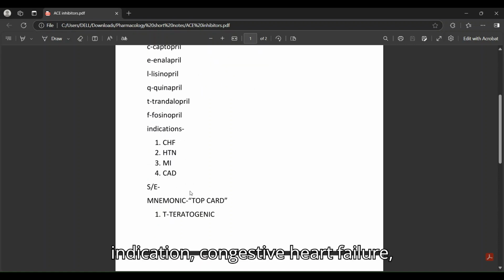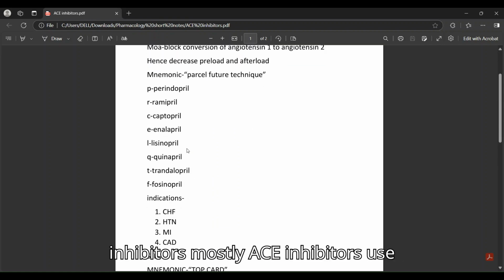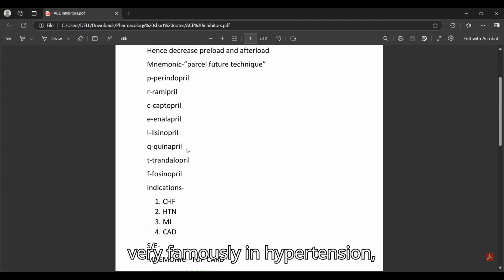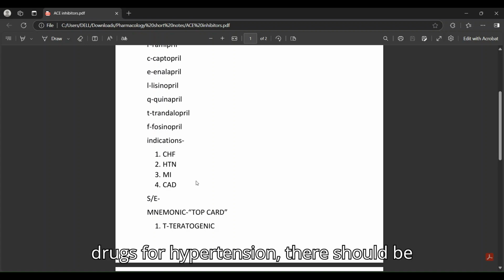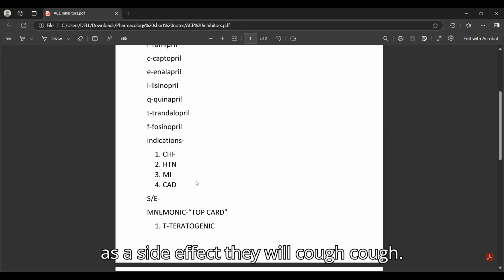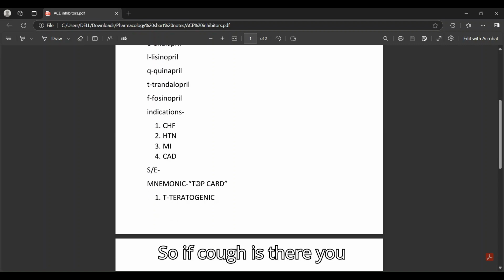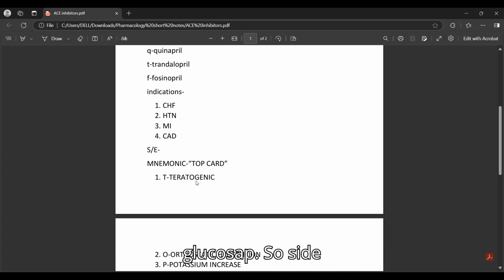Indication: congestive heart failure, hypertension, myocardial infarction, coronary artery diseases. Coronary artery diseases, we use ACE inhibitors. Mostly ACE inhibitors are used very famously in hypertension. So if your family members take drugs for hypertension, there should be ACE inhibitors, and most often as a side effect they will cough. So if cough is there, you could change to angiotensin receptor blockers, ARBs.